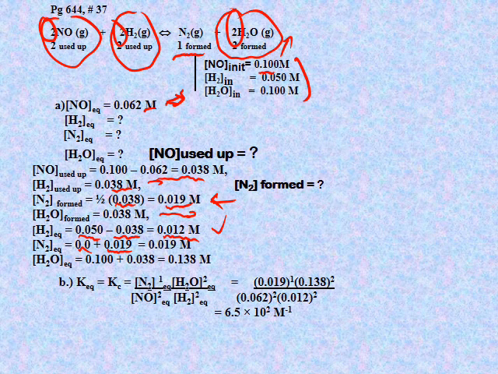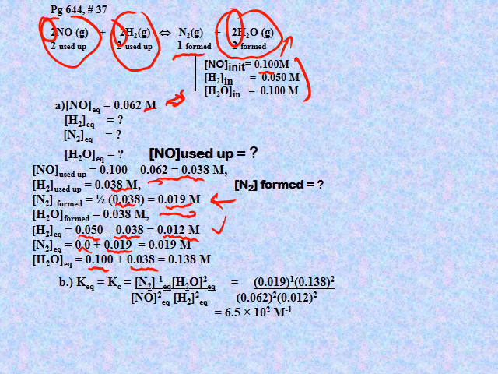Similarly, for H2O formed, 0.038 molar additional amount of H2O was formed. At the beginning, there was 0.100 molar H2O. So the final concentration would be the sum of these two numbers, so 0.138 molar concentration of H2O at equilibrium.